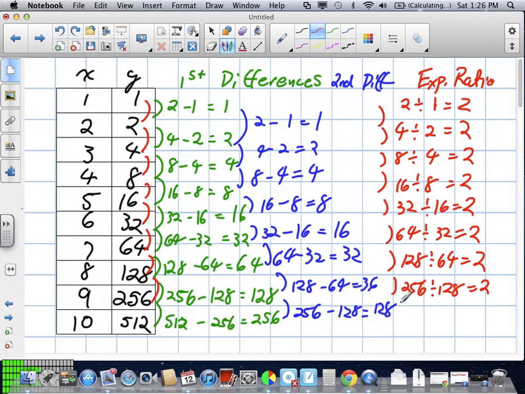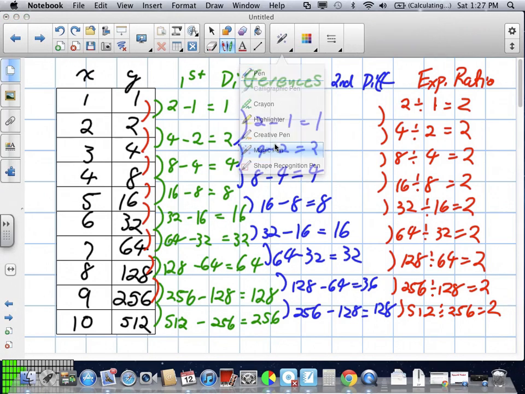2, and finally 512 divided by 256, 2. Lots of writing for me. So our exponential ratio, the number 2, is always the same. So we know we have an exponential function when looking at this. So we test these things out. Now I might have chosen to do exponential ratio first because I don't have to build up to it. So I could start off with that, and I might not get it.